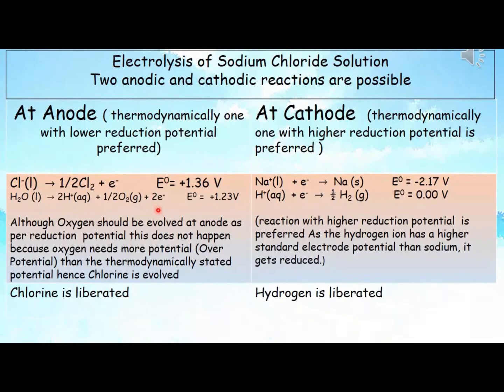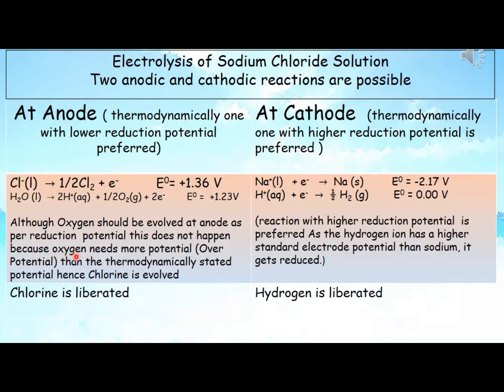At anode, the two possibilities are the oxidation of chloride ions into chlorine, and the oxidation of water into oxygen. Although as per our reduction electrode potential, oxygen should be evolved at anode, this does not happen. This is the exception. Why?